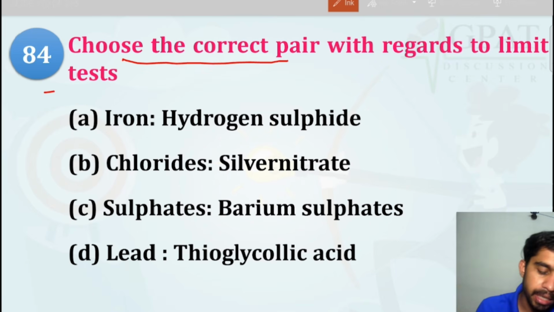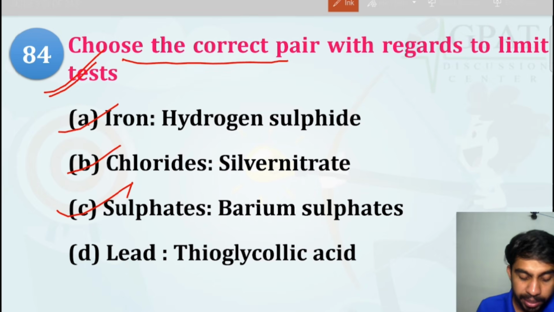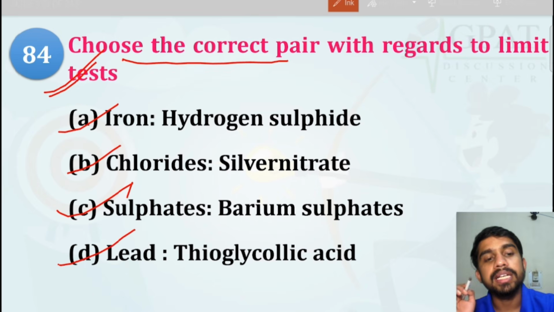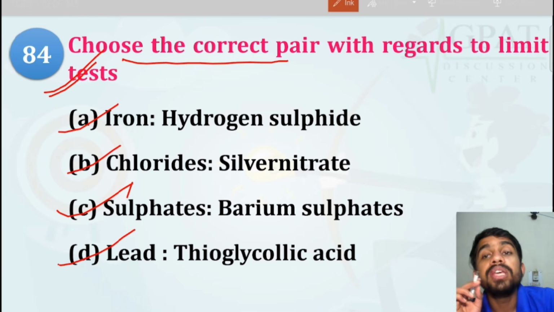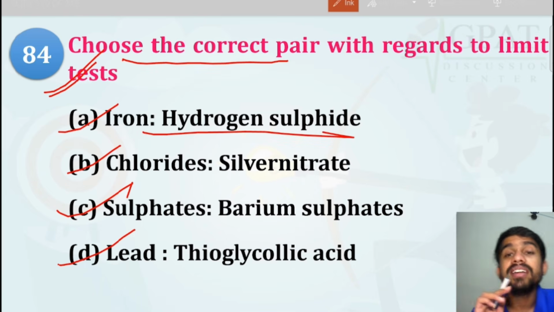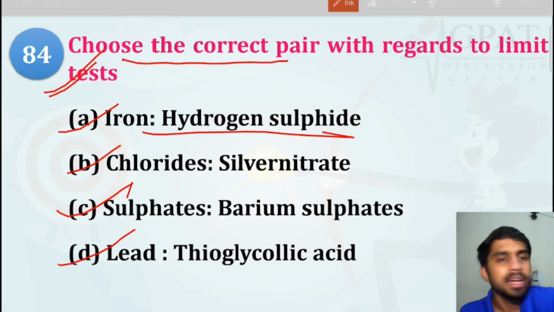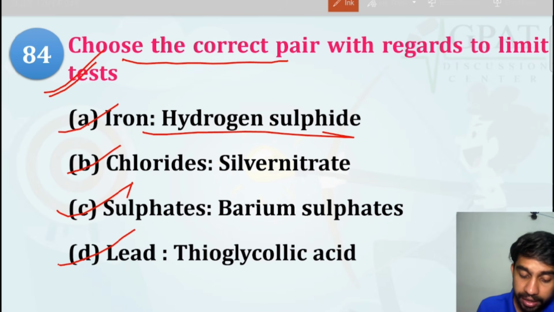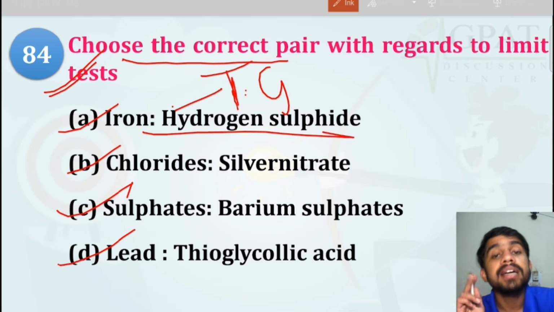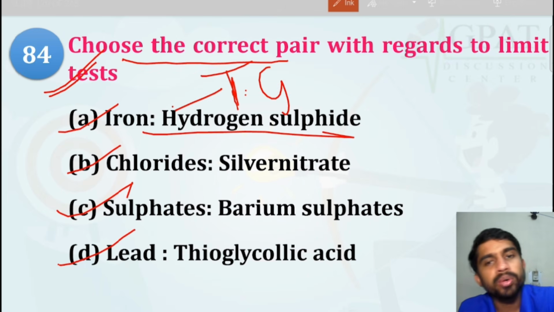We have to choose the correct pair with regard to limit test. Iron hydrogen sulfide, chloride silver nitrate, sulfate barium sulfate, lead thioglycolic acid. Okay, so what are we using? If you talk about the iron, in iron what do we use? Do we use the hydrogen sulfide in iron? No, we are not using the hydrogen sulfide in iron. In iron we use thioglycolic acid, where we form the ferrous thioglycolate complex.